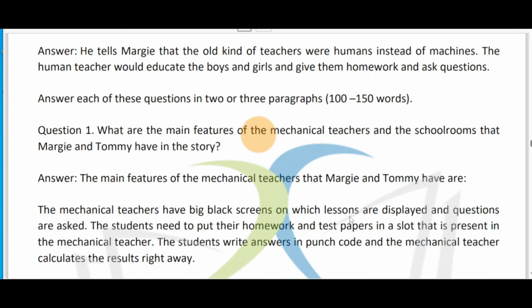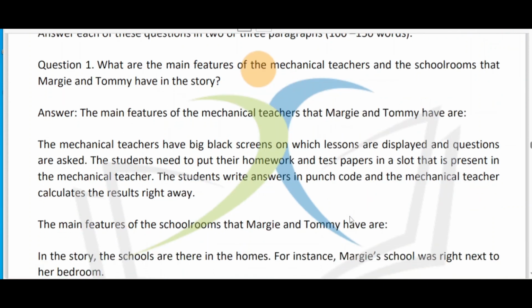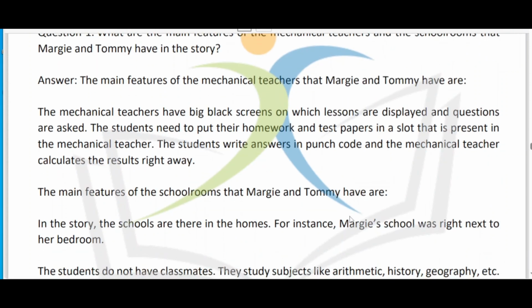They have to write their answers in a punch code that she already knew at the age of 6, and then the mechanical teacher calculates the results right away. Firstly they have to enter the punch code, then they have to enter the complete homework and test papers in that particular slot, and then the teacher calculates the result.